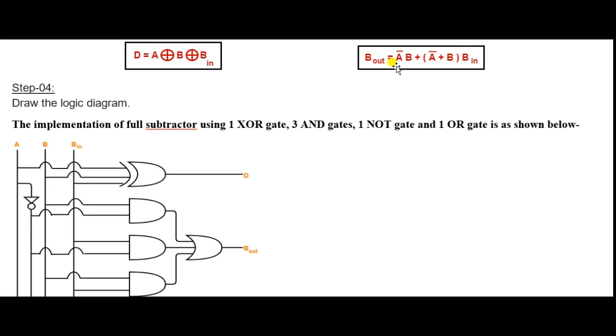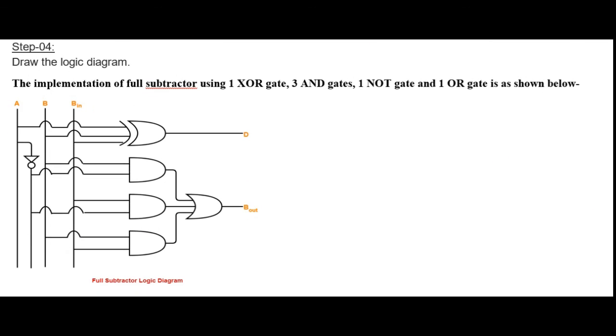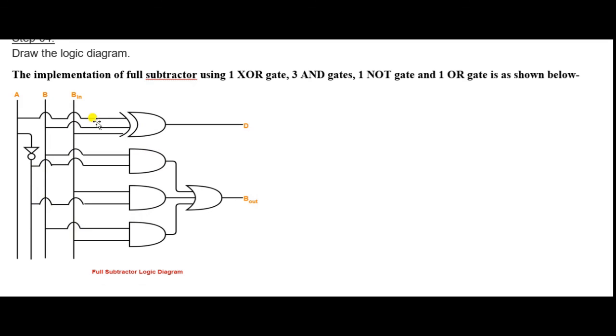Here I have drawn this logical diagram for B out by considering the minimal expression as A bar dot B plus A bar dot B in plus B dot B in. So B out equals A bar dot B plus A bar dot B in plus B dot B in. The first AND gate is represented by the first product term A bar dot B. The second AND gate is represented by the product term A bar dot B in. The third AND gate is represented by the product term B dot B in. So this is the complete logical diagram for full subtractor.